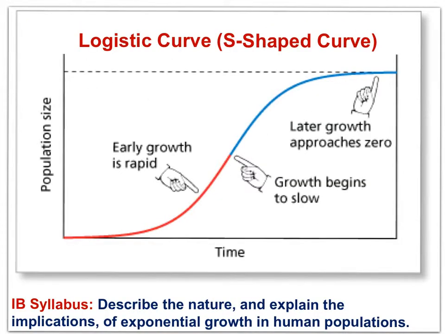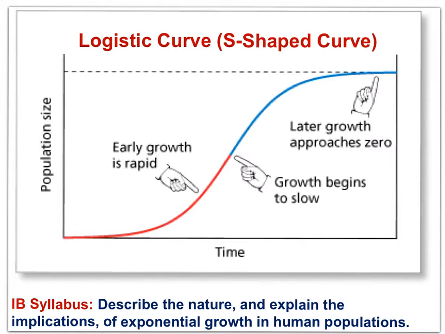In this slide, we can see the hand indicating that early on in time the growth rate is rapid. But there's a moment in time, an inflection point, where the growth rate begins to slow as the population approaches carrying capacity. And at carrying capacity, growth is negligible. Or you could say the population oscillates around carrying capacity.